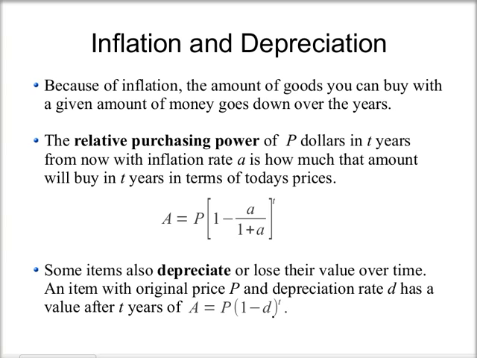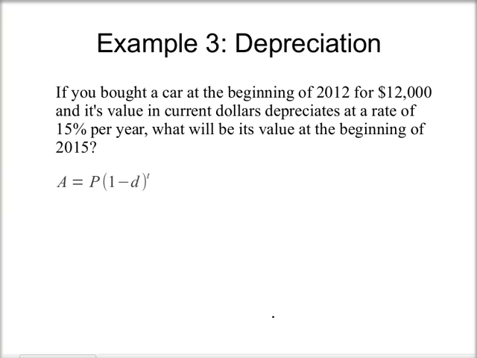So let's look at an example of depreciation. One common thing that depreciates over time is your average new car. So if you bought a car at the beginning of 2012 for $12,000 and its value in current dollars depreciates at a rate of 15% per year, what will its value be at the beginning of 2015? So I'm going to use my depreciation formula here. P is going to be the price that you paid for the car, which is $12,000.